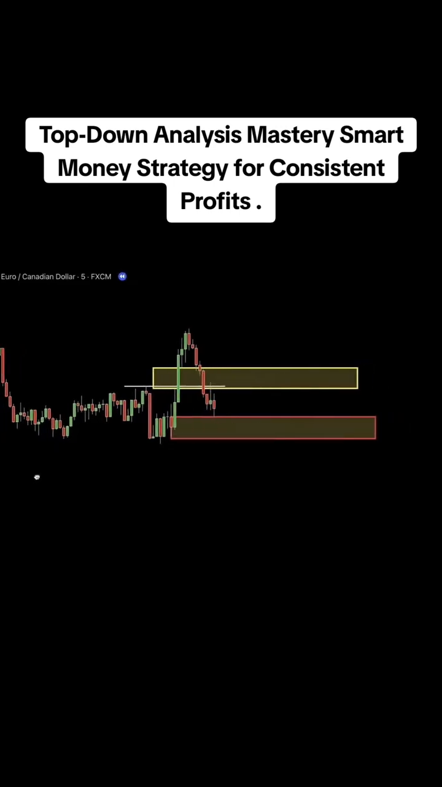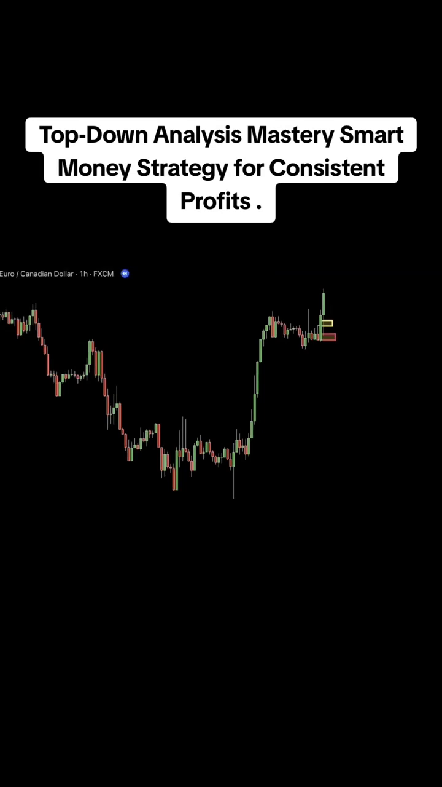As anticipated, price returns to this area and shows a slight rejection, giving us a solid entry signal. Now that we spot our entry on the lower time frame, we switch to the hourly time frame to see the bigger picture. On the hourly chart, we find a few key details.